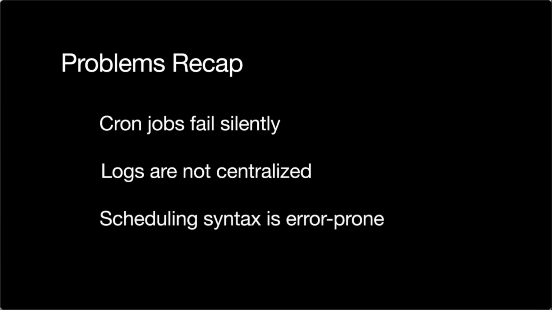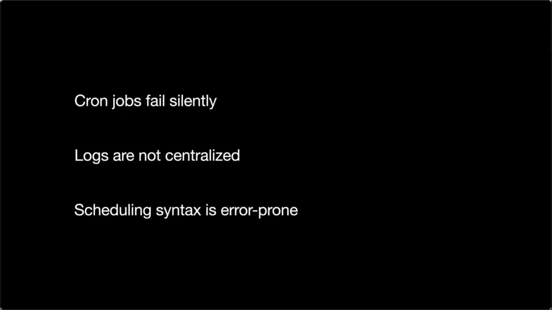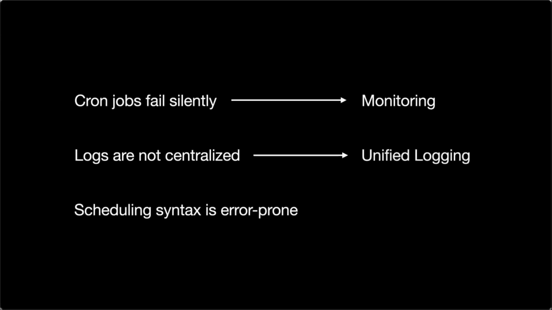These problems are all solvable. If cron jobs fail silently, then you need monitoring that will alert you of failures. If cron logs are found in different places, then those need to be gathered into one place. If scheduling is unclear, then you need a manager to help you schedule. There are services out there that provide monitoring and management of scheduled tasks.